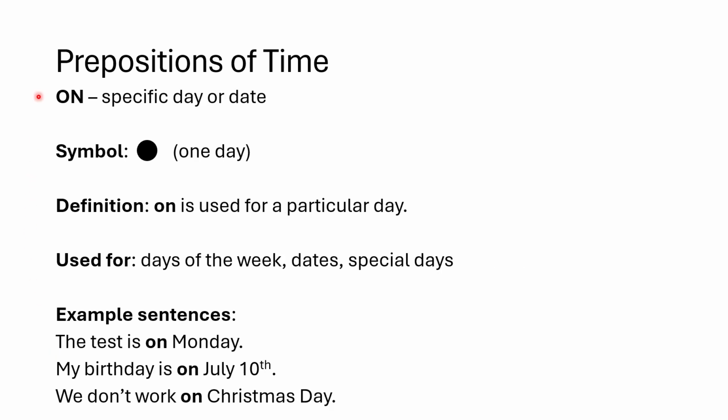The preposition on indicates a specific day or date. Here is a symbol to illustrate one day. This is the definition. On is used for a particular day. It is used for days of the week, dates, and special days. Listen to the example sentences. The test is on Monday. My birthday is on July 10th. We don't work on Christmas Day.